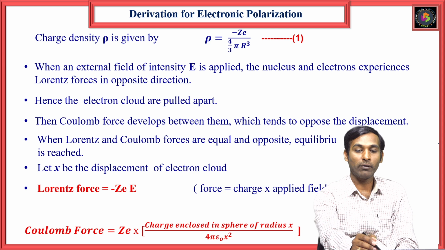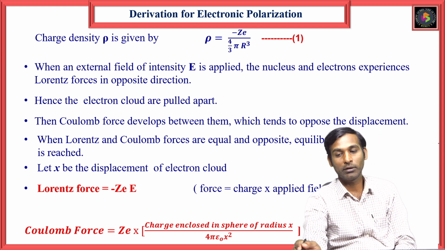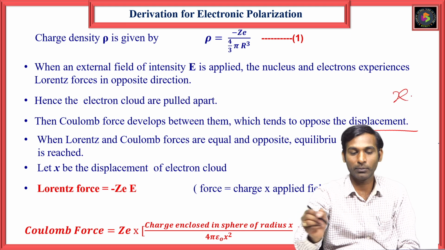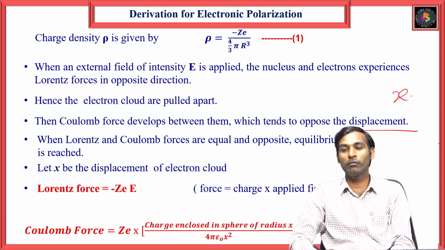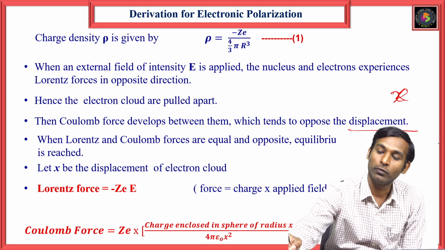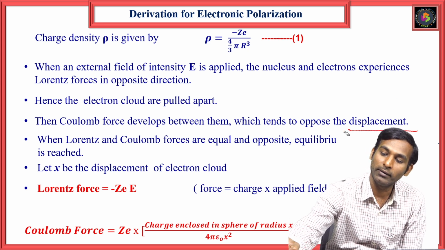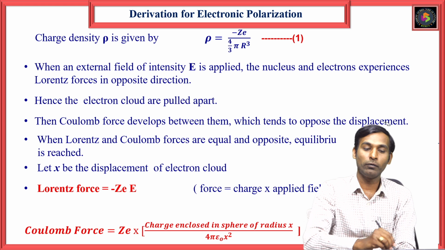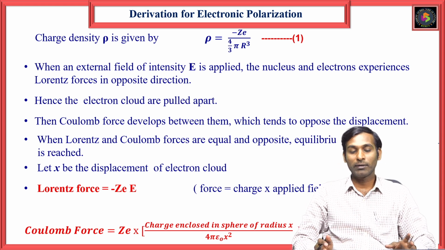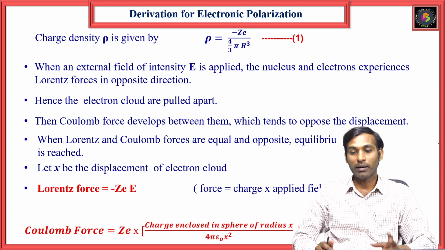The Coulomb force developed between them tends to be opposite to the displacement. The displacement is said to be x here. That is the mathematical expression point of view for x. Here two forces are there: one is the Lorentz force, and one is the Coulomb force. The Lorentz force and Coulomb force are equal and opposite.